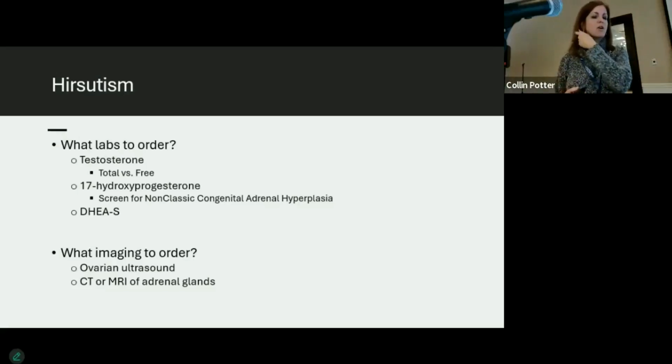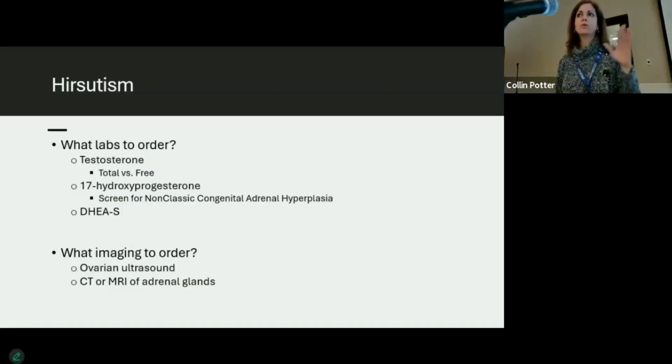And then the CT or MRI of the adrenal glands would be if you had the elevated testosterone, the elevated DHEA sulfate, and you were concerned based on their clinical presentation about the adrenal. So it's not that you get these on everybody.